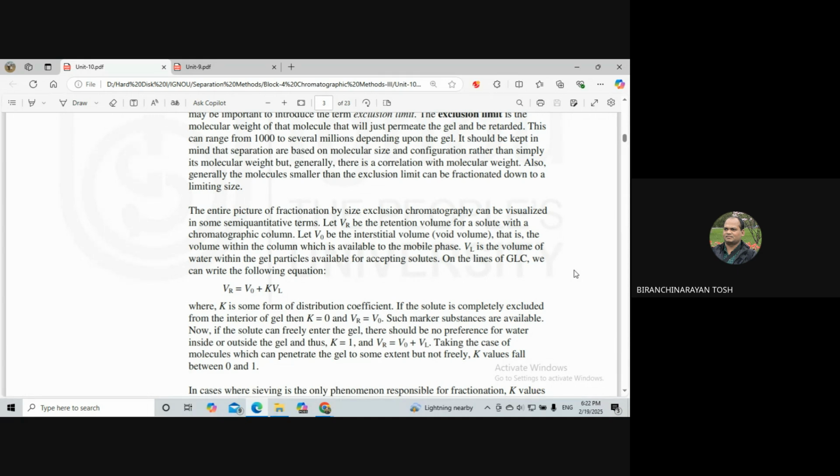If the solute is completely excluded from the interior of the gel, then K equals 0, and in that case, VR will be equal to V naught. Such marker substances are available. Now, if the solute can freely enter the gel, there should be no preference of water inside or outside of the gel, and thus K equals 1. In that case, VR will be equal to V naught plus VL. Taking the case of molecules which can penetrate the gel to some extent but not freely, the K value falls between 0 and 1.